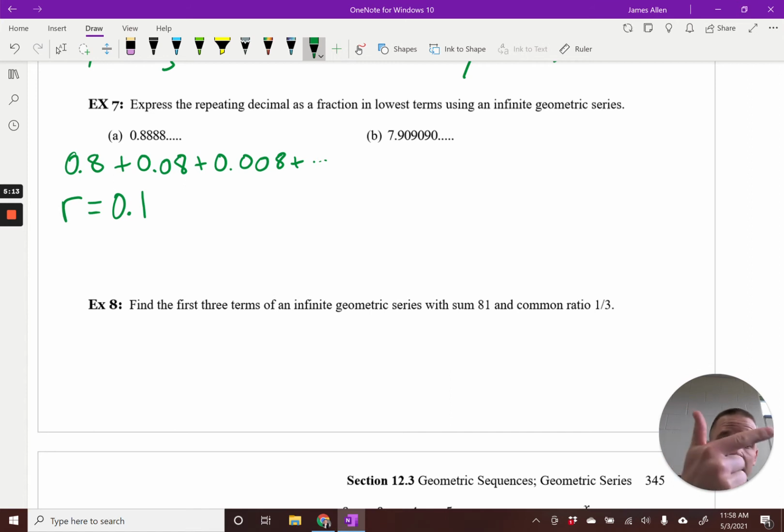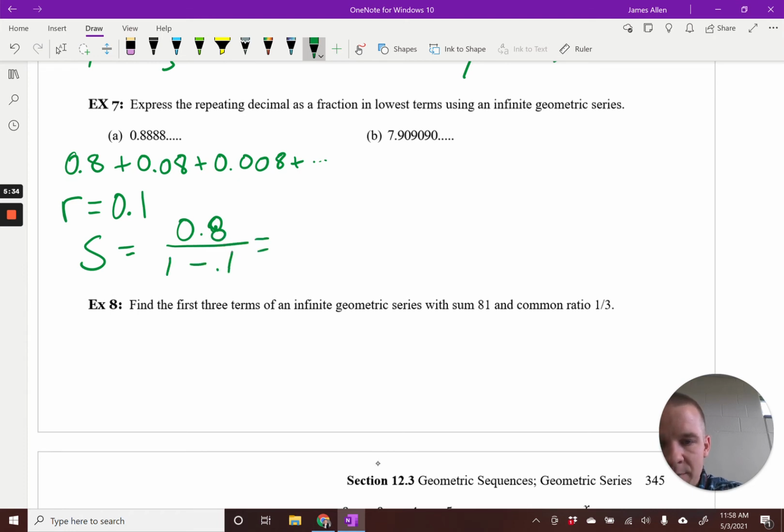So I've got a first term, I've got a common ratio. I can write the sum here, easy peasy, right? Now I can write this as a nice reduced fraction in lowest terms. So my sum would be the first term, 0.8 over 1 minus 0.1. And that would give me 0.8 over 0.9, which would be 8/9.